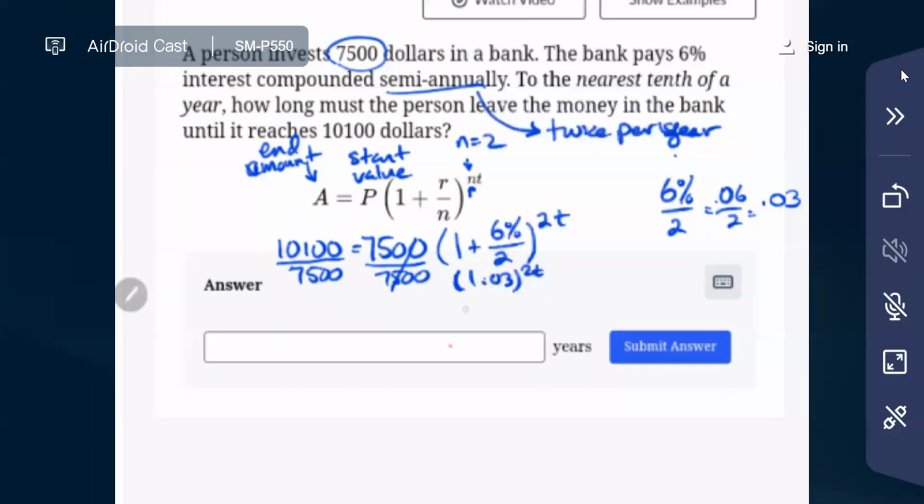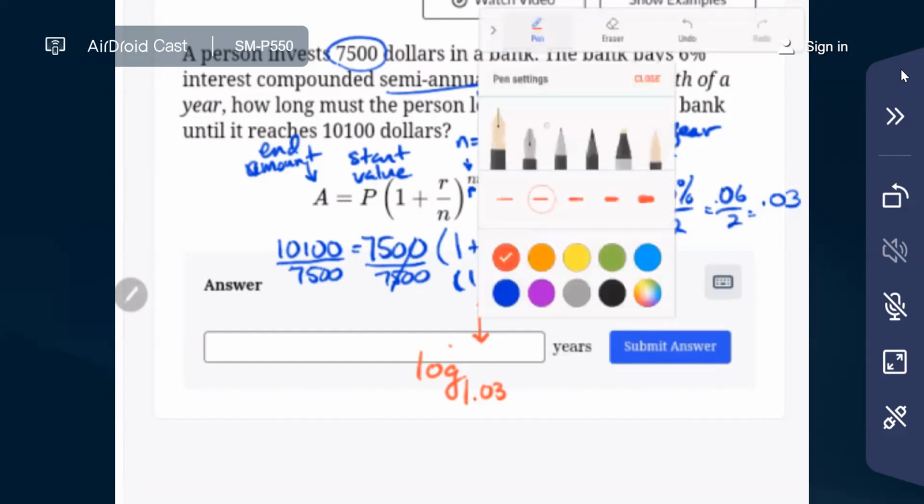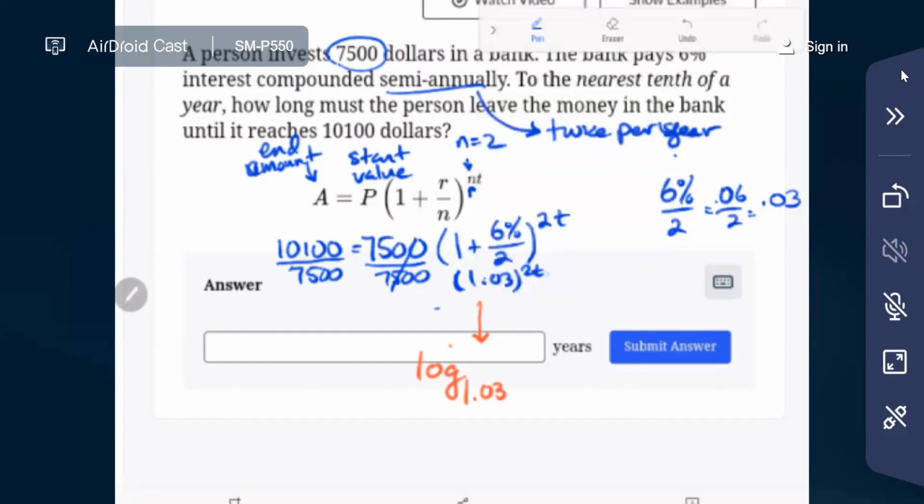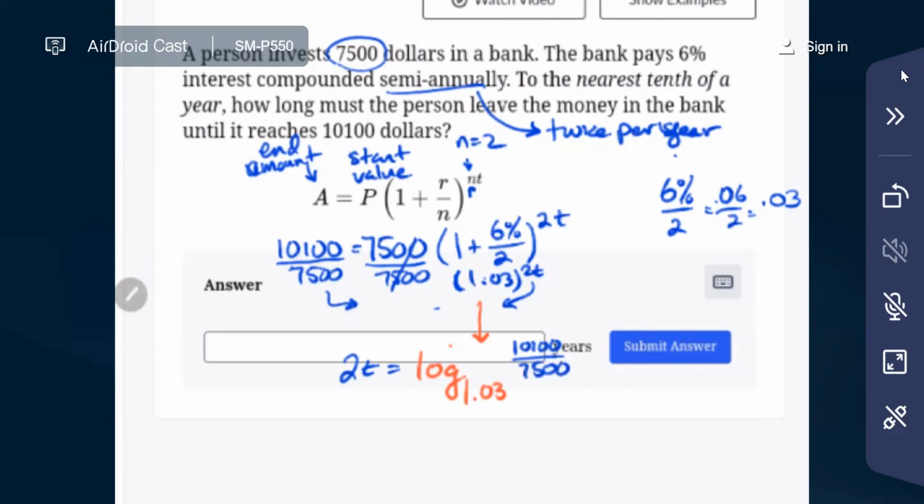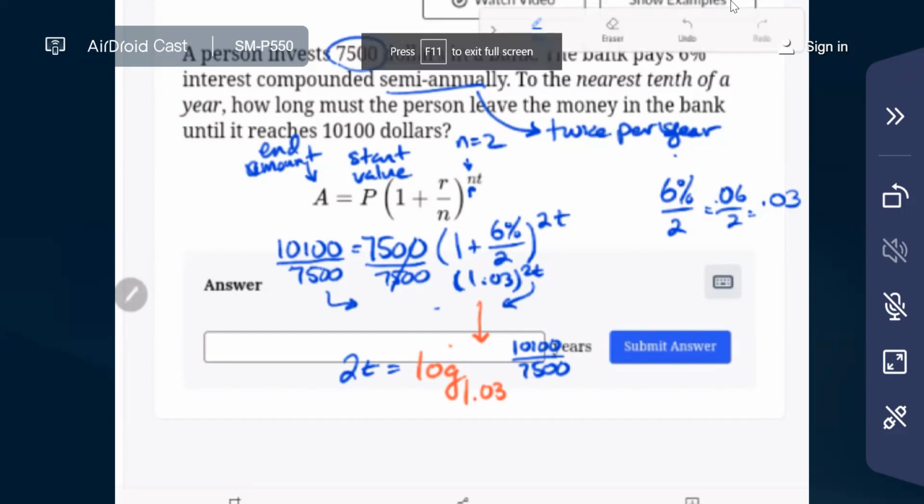And so now we're just going to do our switch, keep the base and switch. Notice the base here is 1.03. So we have 1.03, and we're going to have a log base 1.03. Now we switch the other two. So this 2t is going that way, and this is going the other way. So over here we have 2t, and over here we're going to have 10100 over 7,500. You don't actually need to simplify; you can put all of that into your calculator.